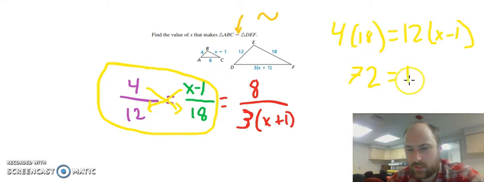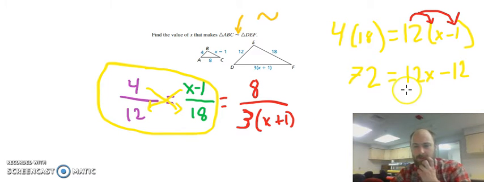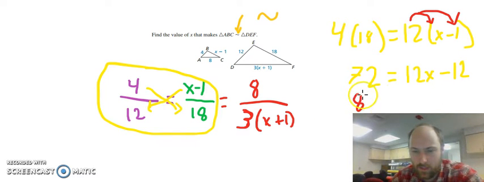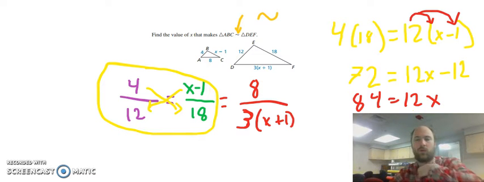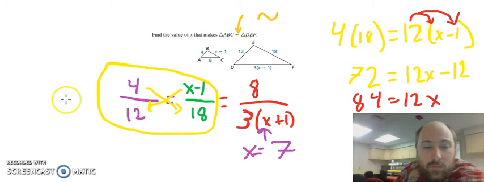And then this side is just going to be 12x, and don't forget this, minus 12. We have distributed that 12 to both of these terms. If we add 12 to both sides, we're left with 84 equals 12x, and dividing both sides by 12, we have x equals 7. Then I would want to plug this 7 in here to check our answer, to make sure this proportion holds true.